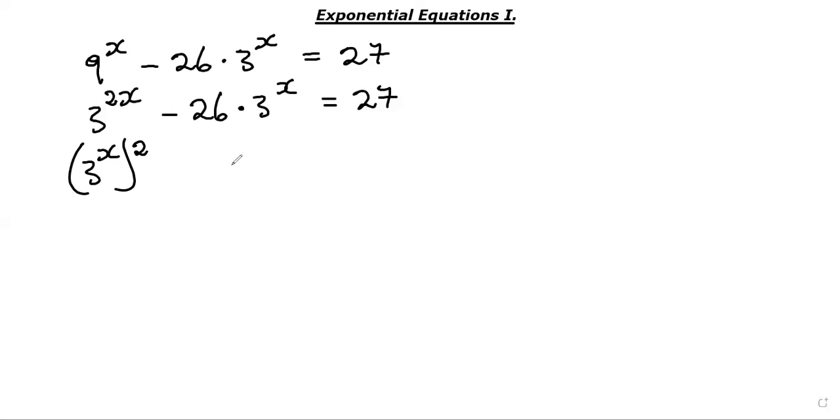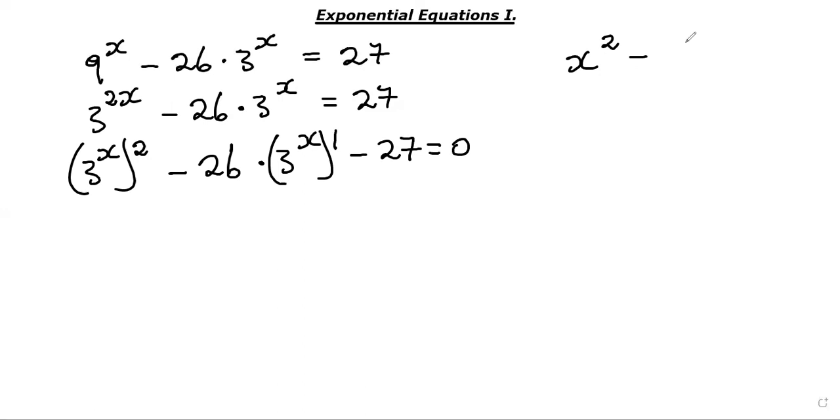And I'm going to write this in standard form. Standard form meaning I take 27 to the left. So here you can see that this 3 to the x is raised to the power 1. It's like you are having x squared minus 26x minus 27. It's almost the same thing. But if you look at it, it's a little bit complicated, right?